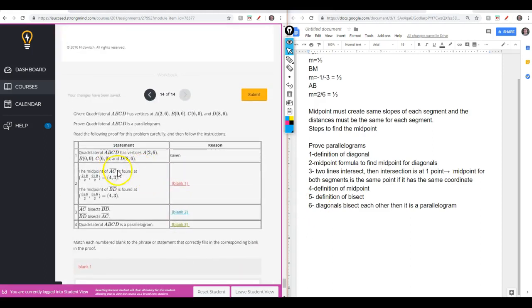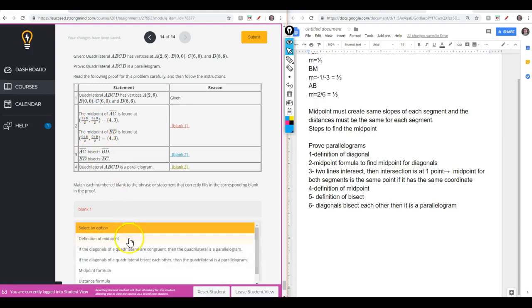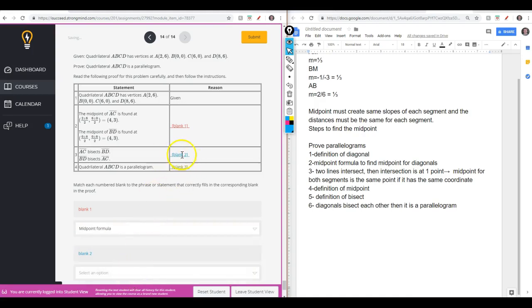So blank 1, the midpoint of segment AC is found at, and the midpoint of segment BD is found at. Reason. Well, right here it's the midpoint formula to find the midpoint for the diagonals. Does that make sense? Yes, it makes sense because right here it's stating what the midpoint is and it looks like they used the formula. So this will be the midpoint formula.